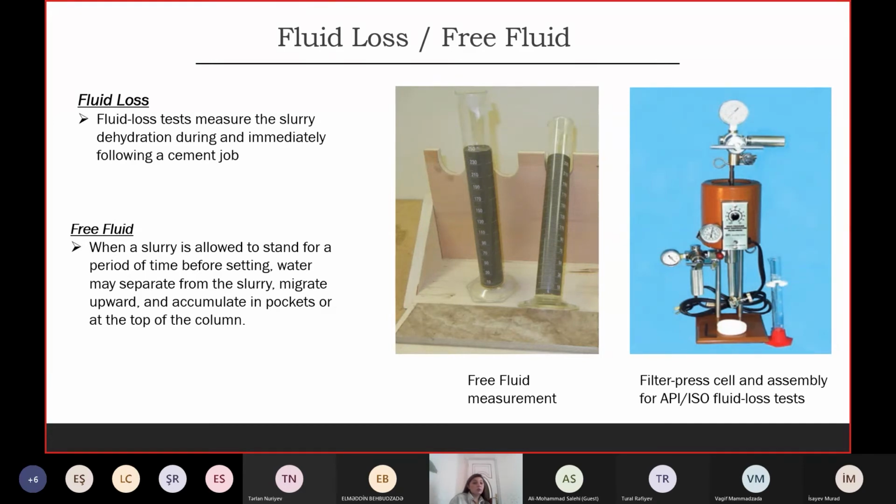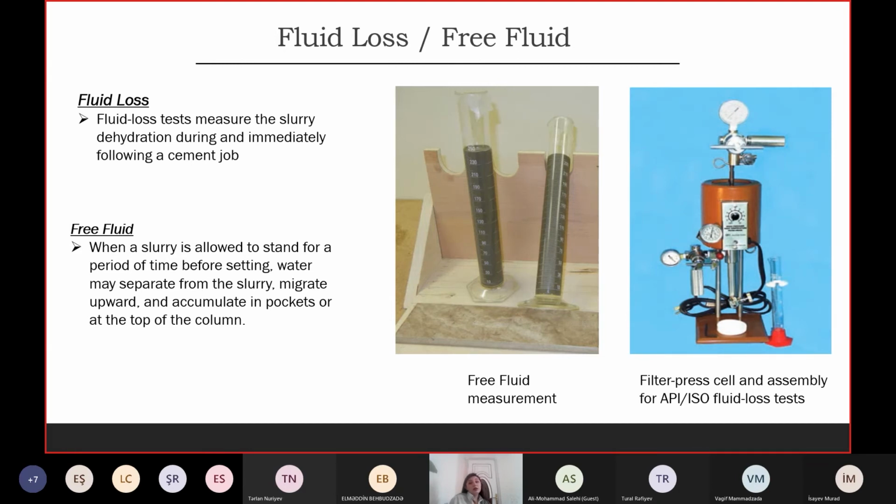And when you don't use any additive to control it, it actually takes 5-10 minutes. You have a cap, and this is the pressurized cell. You apply pressure by nitrogen, around 1000 psi, and all the water flows down, and you get a lot of water, let's say dehydration. When it's dehydrated, you get a lot of water, and then you add this to the calculator. It calculates and gives you the result.